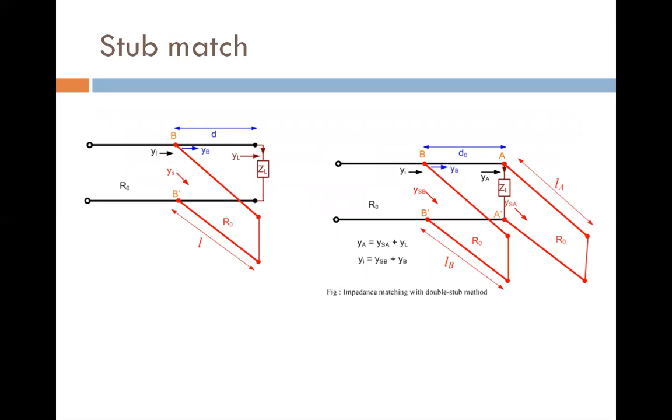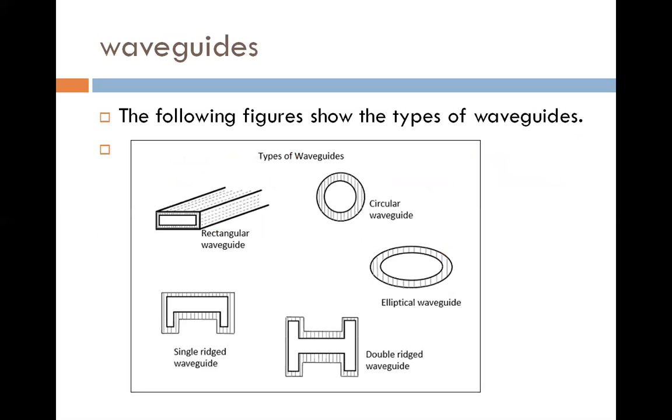coefficient. Another phenomenon we see is stub matching, single stub matching or double stub matching on the main transmission line. And we see the waveguides, how very useful they are for transmission of microwave frequency. Thank you.